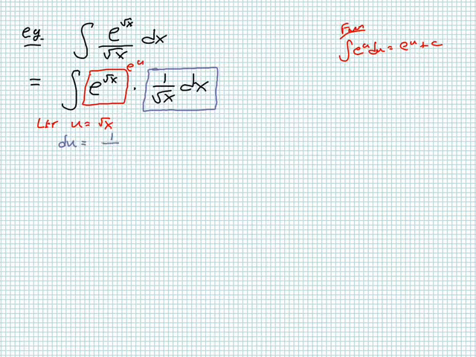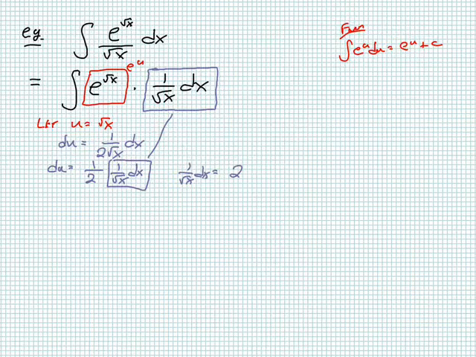So du is 1 over 2 square root of x dx. But I only need this 1 over square root of x dx. So I'm going to rewrite this as du is equal to 1/2 times 1 over the square root of x dx. And I'm going to block off what I need to make my substitution. And if I solve for that, then I get 1 over the square root of x dx is equal to 2 du. So if I put that back up here, this is 2 du.